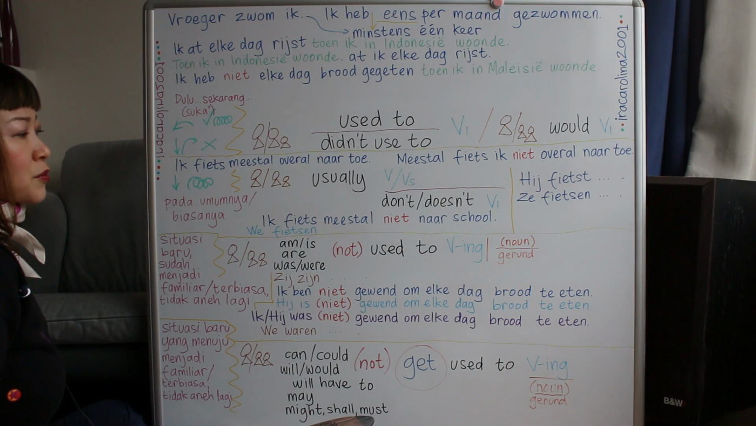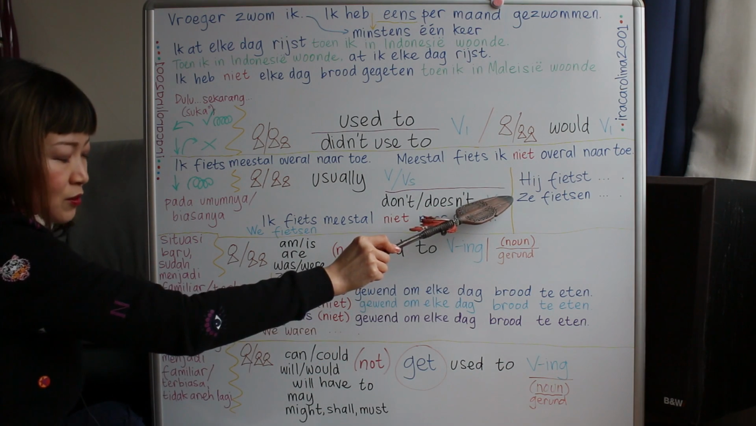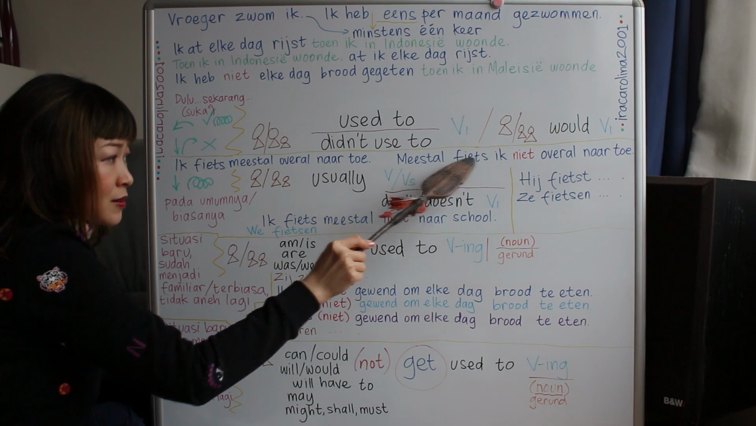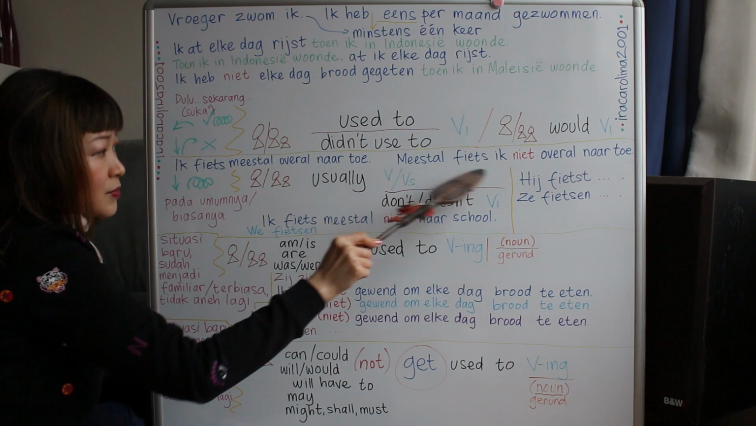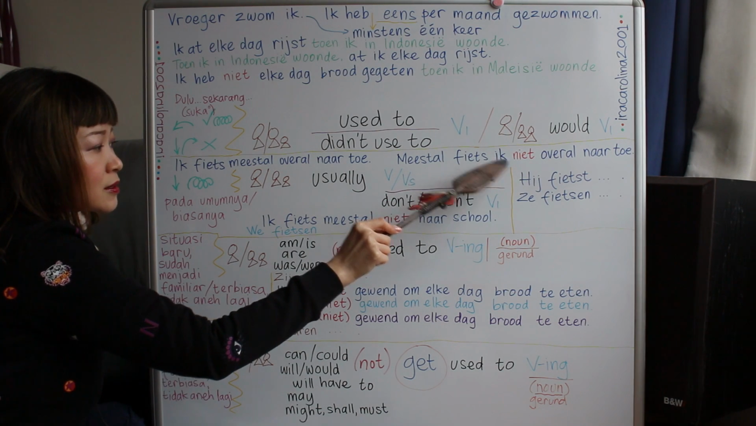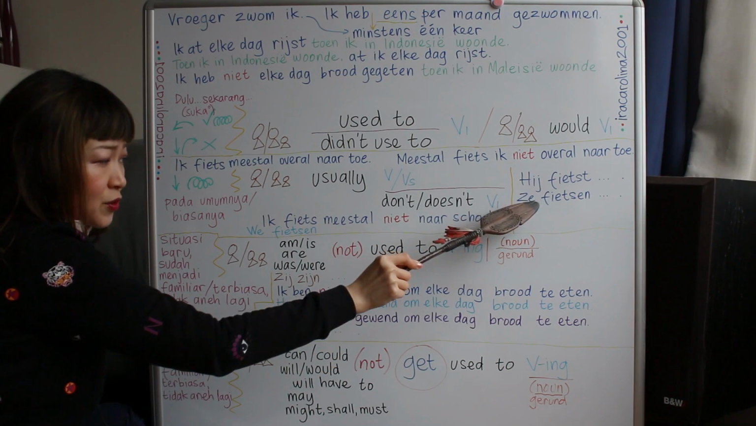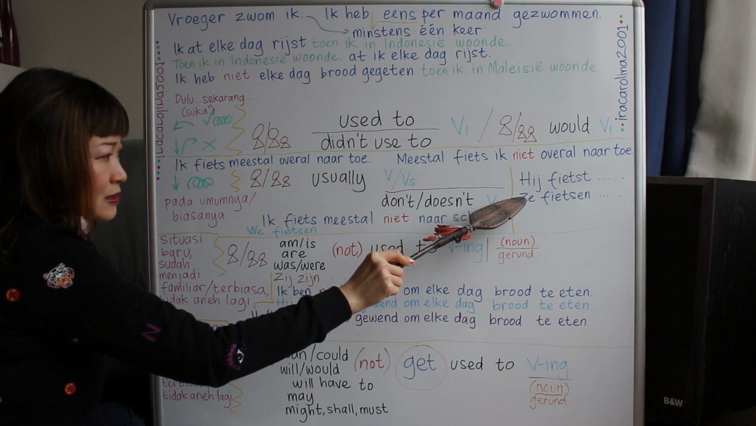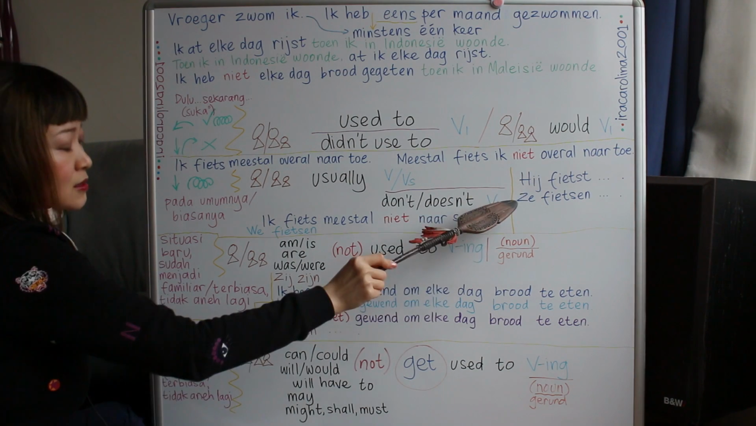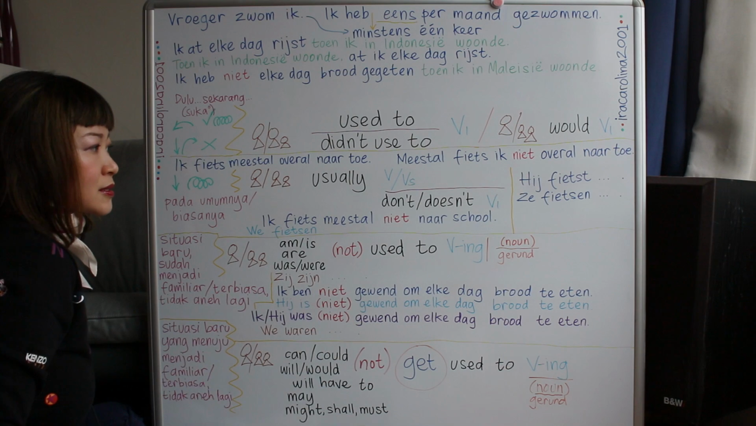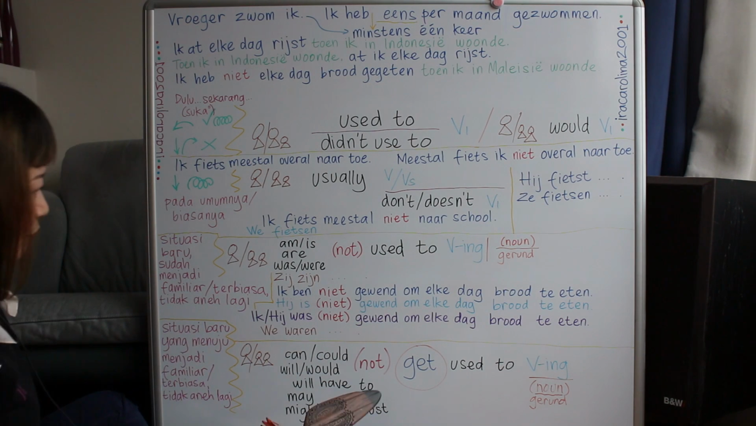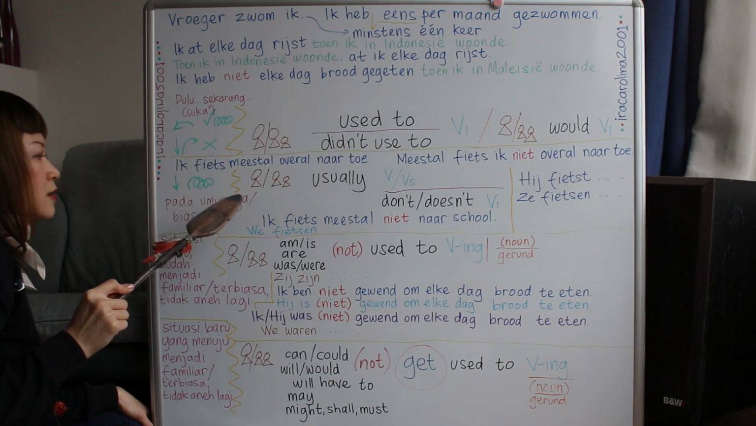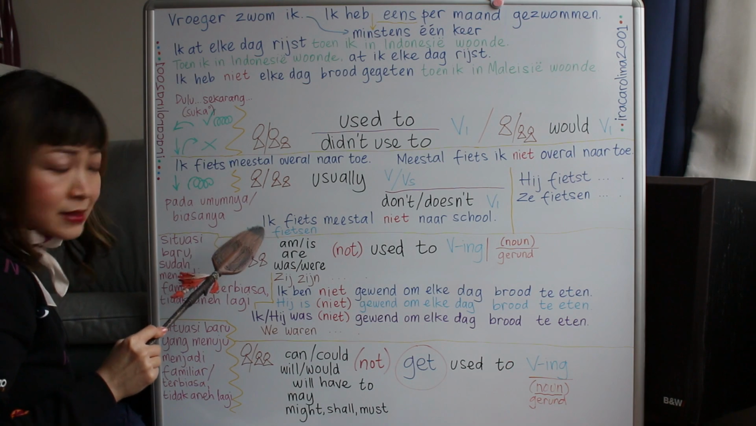If you want to make this one negative, this one also in negative, of course we just have to change the verb here. Fietst, subject here, hij. If we want to make this one fietsen, this one ze or zij. Ze or zij is they. And then we might find this sentence.